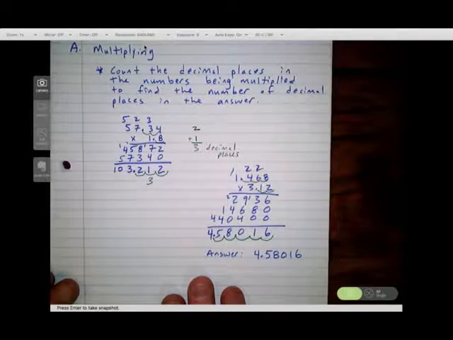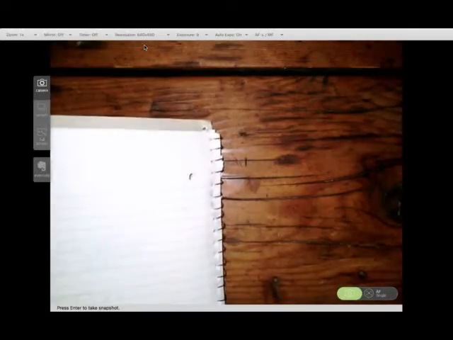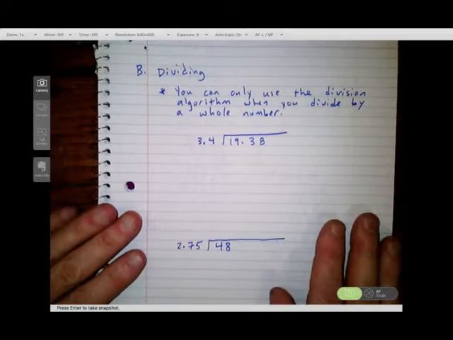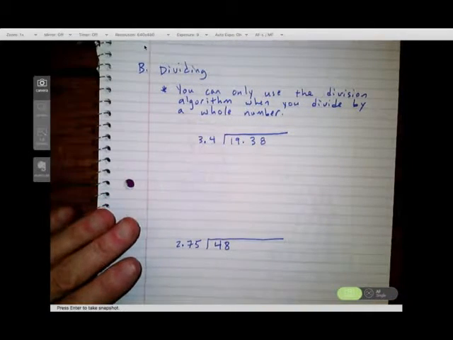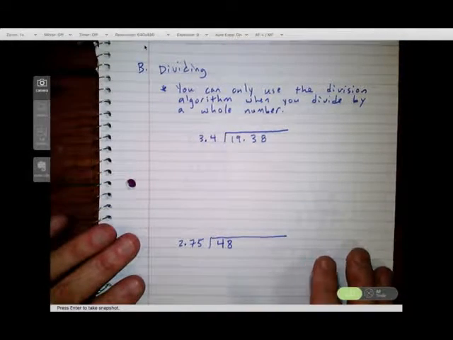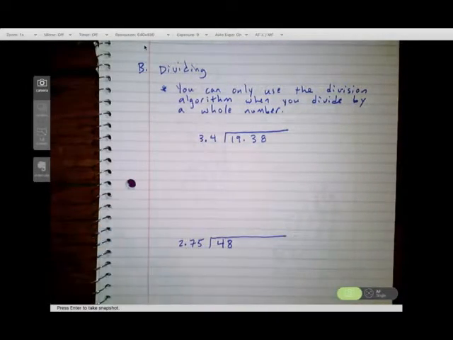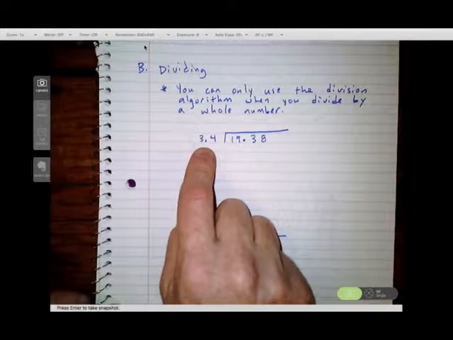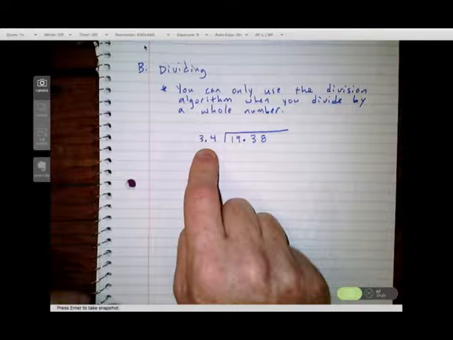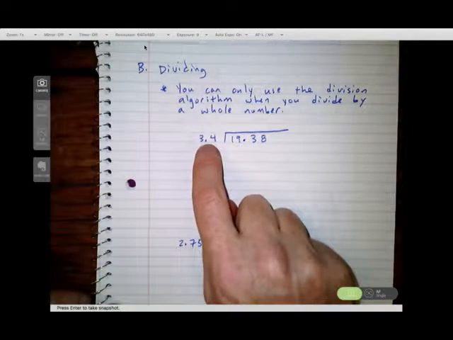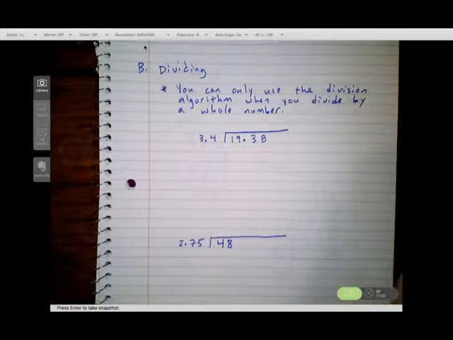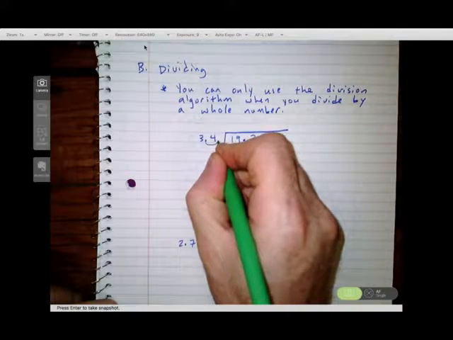Now let's take a look at some division. Okay, so here's dividing. And just like multiplying, where we multiplied like we've always done with our multiplication algorithm, we're going to use the division algorithm exactly the same way, except there's one little catch, and that is that we can only divide by a whole number when we use this algorithm. Okay, so I've got 3.4 here. So what I'm going to do is I want to make that 34, and I'm going to move my decimal one place over there.